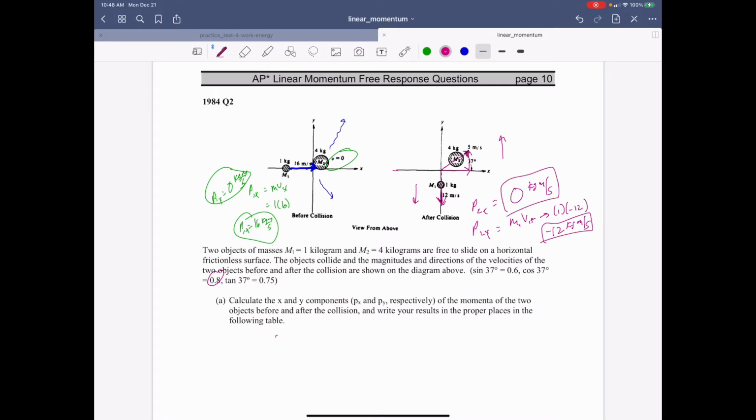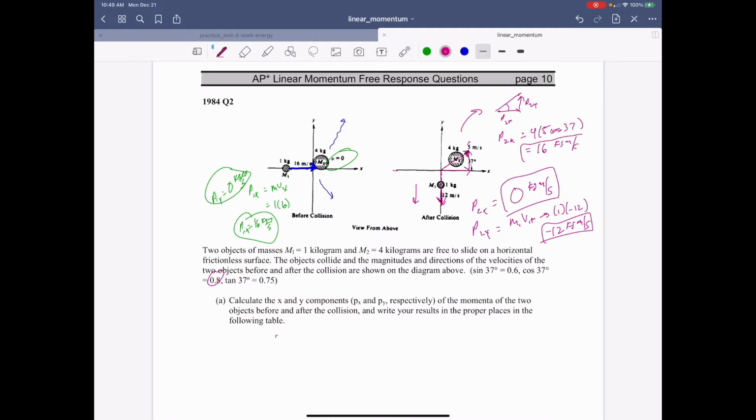Now for the second object, it's not too difficult, but it's a little bit more involved. Here we can see the P2x and P2y. Let's go x first: it is going to be m, which is 4, times v cos theta. The v is 5, and cos 37 is 0.8, so it's going to be 20 times 0.8, which is 16.